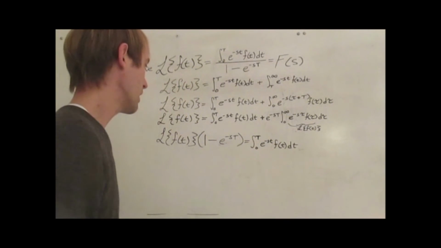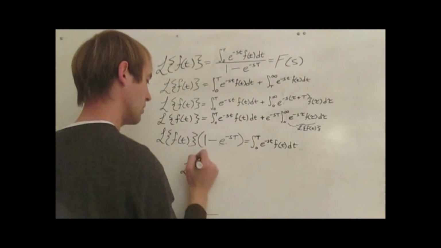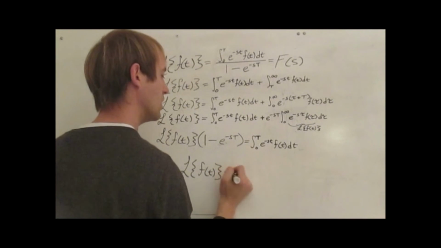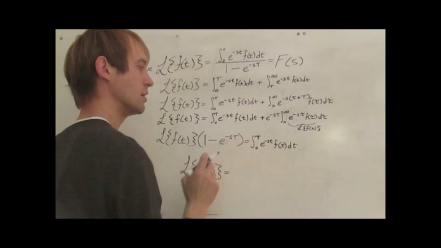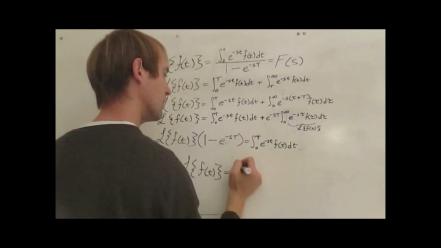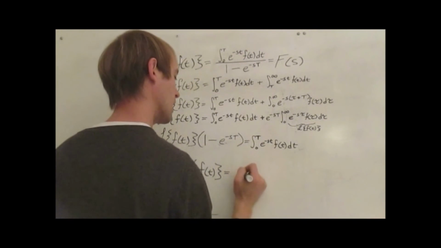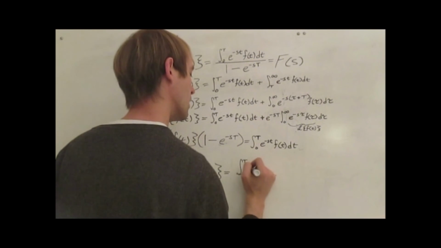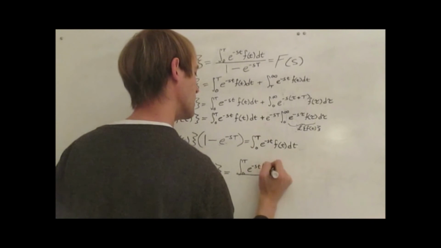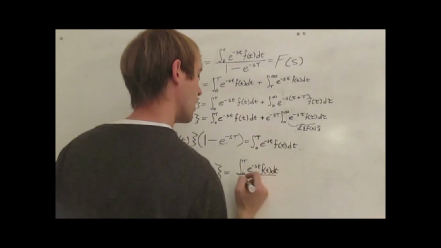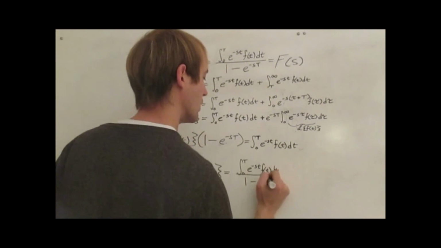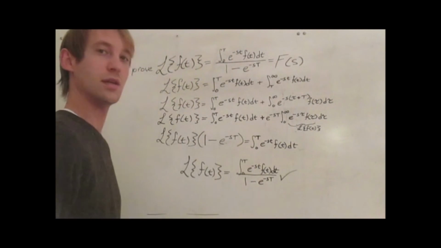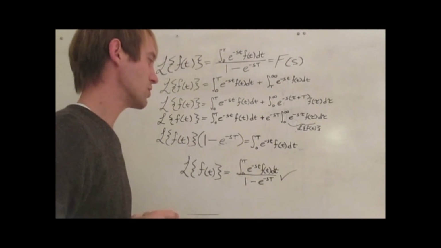And as the last step in proving this, we say that the Laplace of f of t is equal to, what we're going to do is just divide by 1 minus e to the negative s capital T. So we get the integral from 0 to T of e to the negative st f of t dt over 1 minus e to the negative s capital T. And if you refer to the original equation, we have demonstrated it.